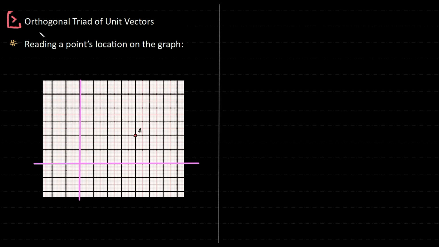We got to see the idea of unit vector in detail. Now we're looking at one of the places it's been used. So that is in orthogonal triad of unit vectors. The usage of this can be understood with the following. Read the point's location on the graph.